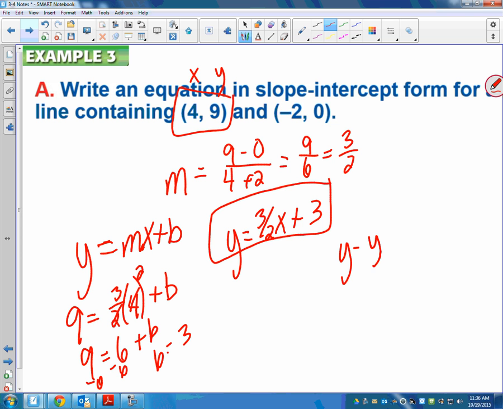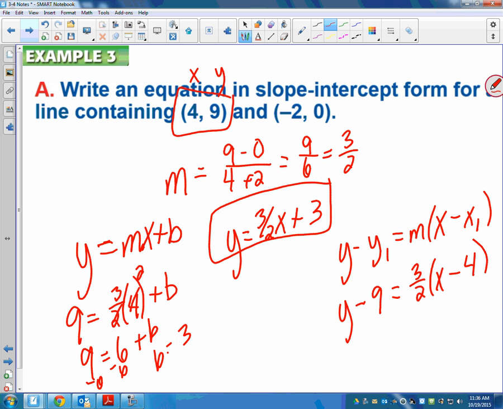If you did it this way, and again, I just like to remind you of options that you have. I could plug in either one of those points. Do you want me to stick with the 4, 9? I'll stick with the 4, 9. I would say y minus 9 equals 3/2 times x minus 4. And I think it's about the same amount of work. You just have to distribute. You still get minus 6 here now. Then I add 9.